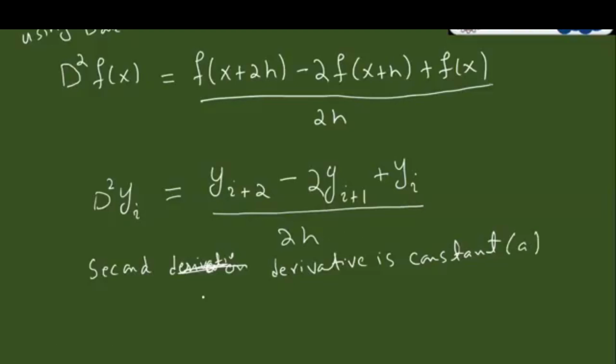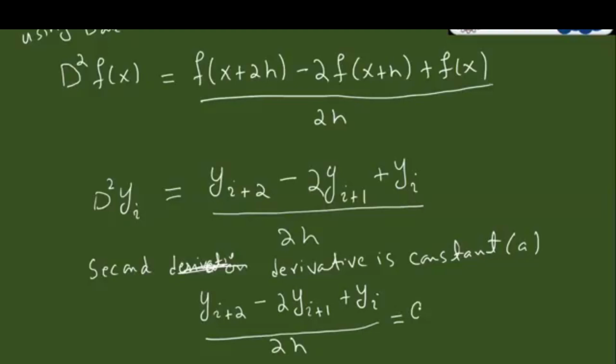So what I can write down mathematically, for data whose second order derivative is constant, is yi plus 2 minus 2 times yi plus 1 plus yi divided by h squared. This is the second order derivative, and as per our assumption, this is constant. Let's say the constant value is a here. So I write this quantity again.